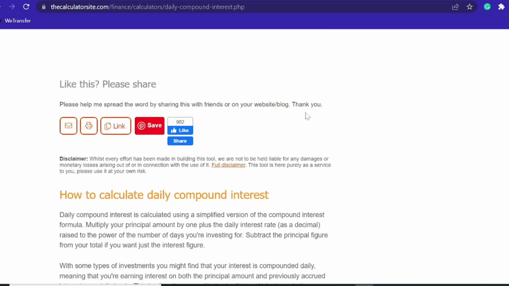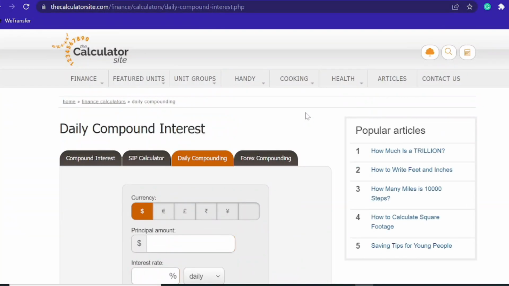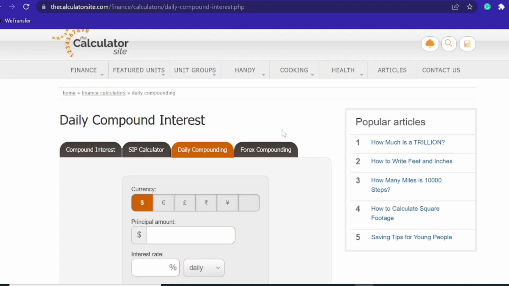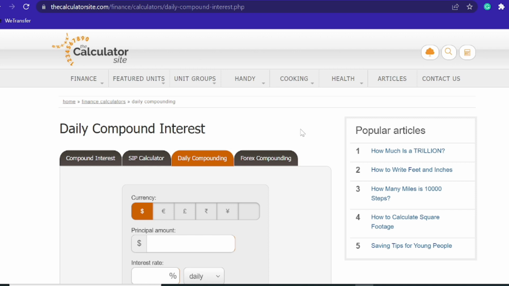It's very easy to use. You can always use this, okay? So you can see compound interest, SIP calculator, daily compounding, forex compounding. But what we want to do right now is use the daily compounding to calculate what we are going to make using this first level investment on the 86 FB platform, which is just 3,500 naira. So how can we turn this into millions within a couple of months?